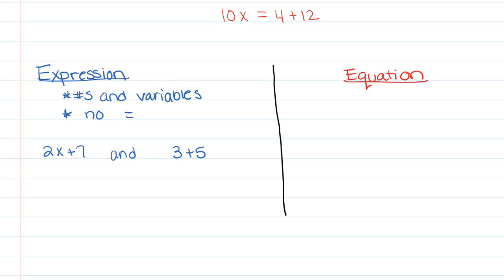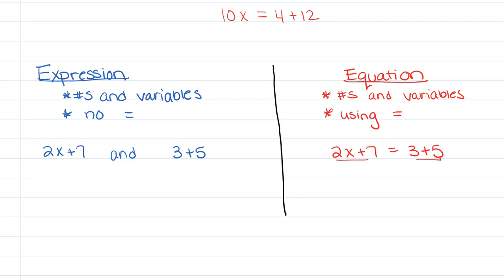Equations, on the other hand, still have numbers and variables, but you're comparing two different expressions with the equal sign. So you are using the equal sign to compare two expressions. Using the same two expressions, making those an equation would say that 2x plus 7 equals 3 plus 5. That is an equation because we have used the two expressions and stated they are equal, meaning they have the exact same value.